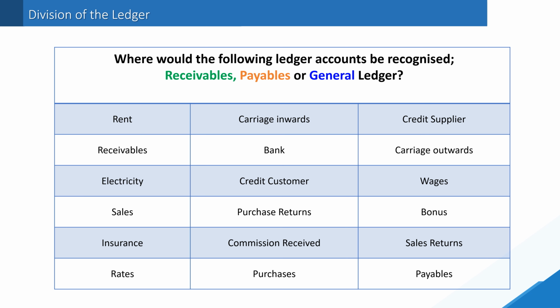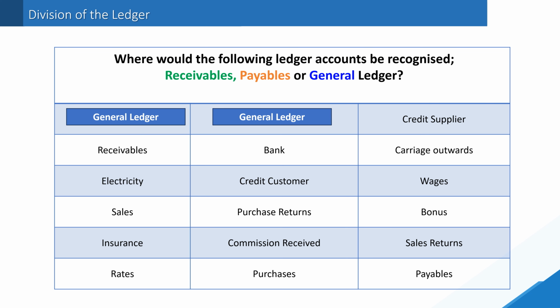The rent account is an expense account and is recognised in the general ledger. The carriage inwards account recognises the cost of getting goods from your supplier into your business. It's in the general ledger.